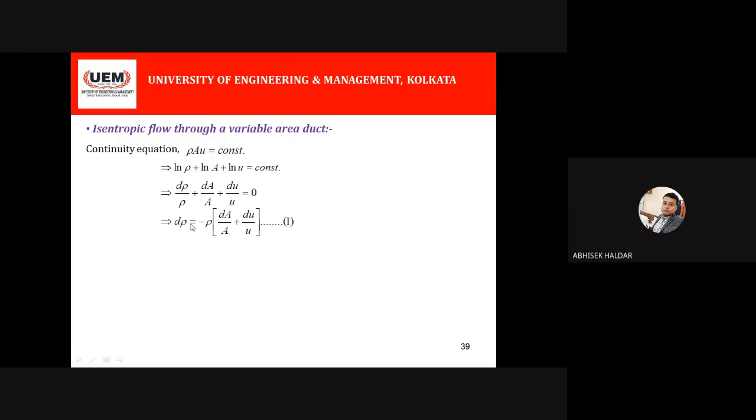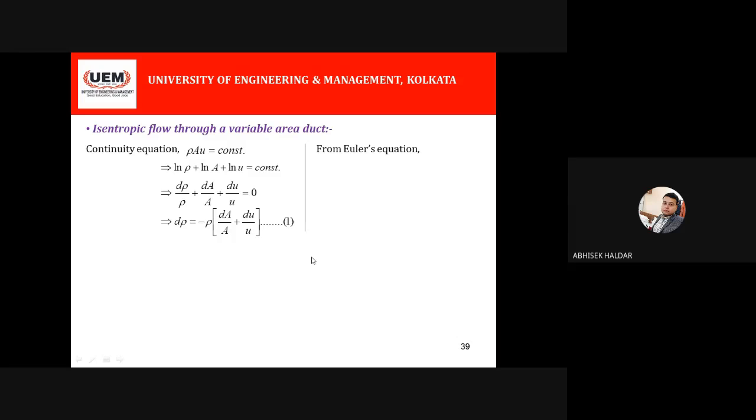Now d rho, I am segregating this d rho term. Rho is the density, A is the area, U is the velocity. I am not repeating, these are common terminologies, that's why I am not telling in each and every step. So d rho is equal to minus rho into dA by A plus dU by U, because I have taken this term to the right. Keep it as equation number 1.